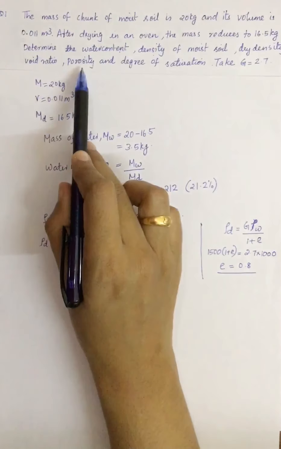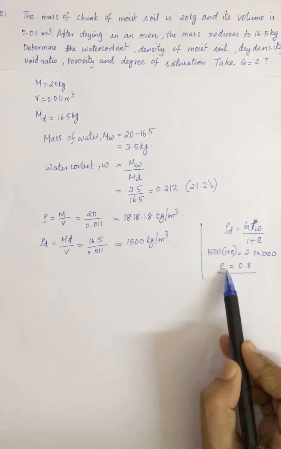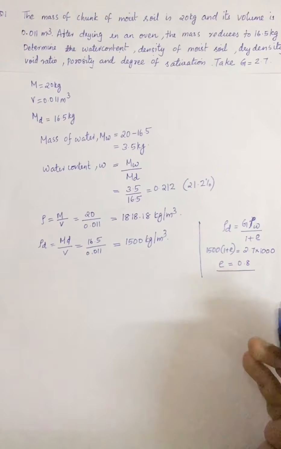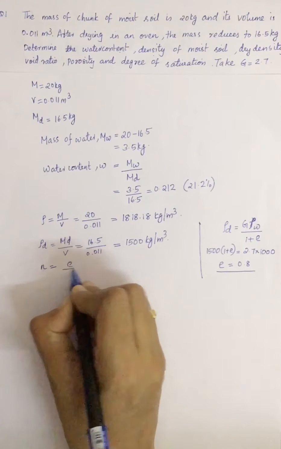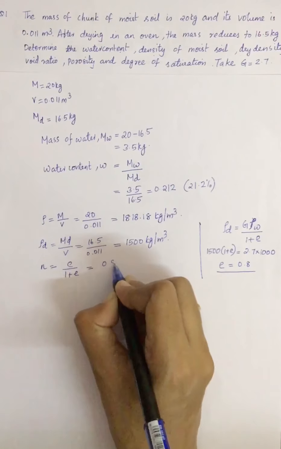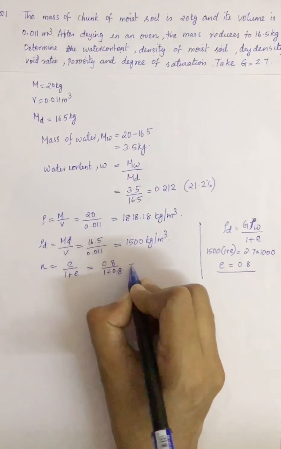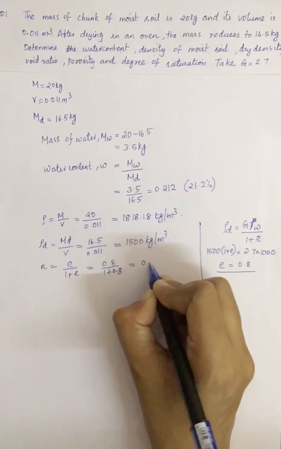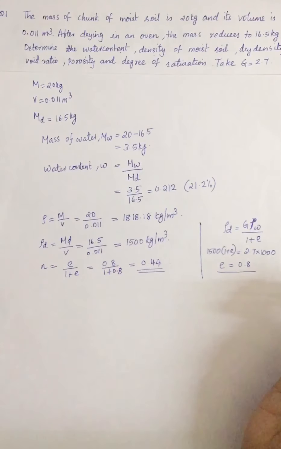Okay, so next term is porosity. When you know the expression of E, you can find porosity N. From that interrelationship, N is equal to E by 1 plus E. So E is 0.8. So from this you will get porosity as 0.44.